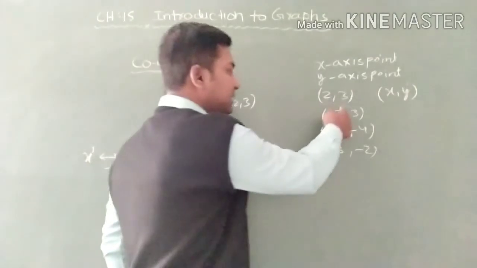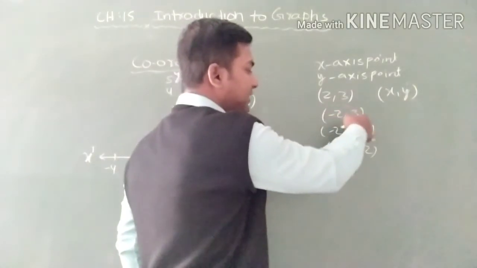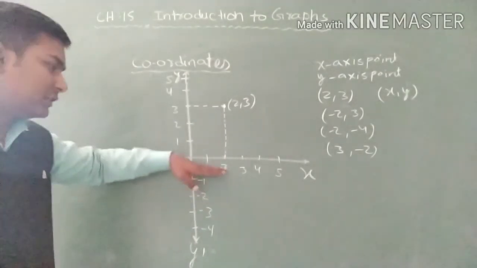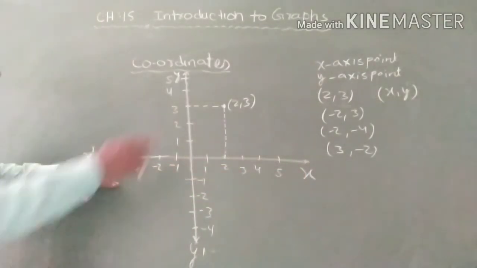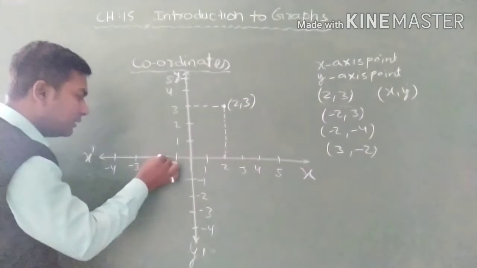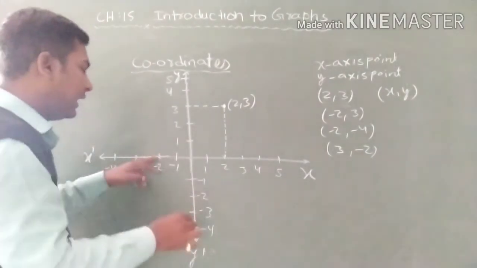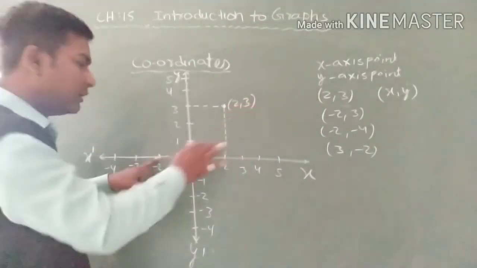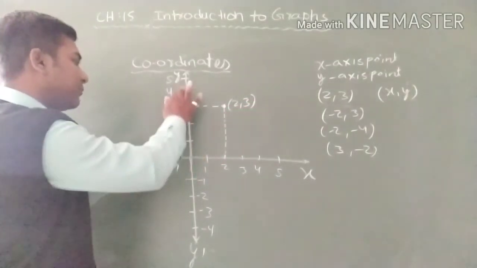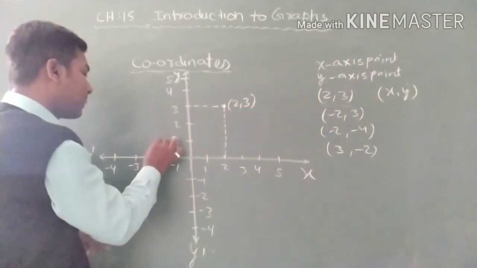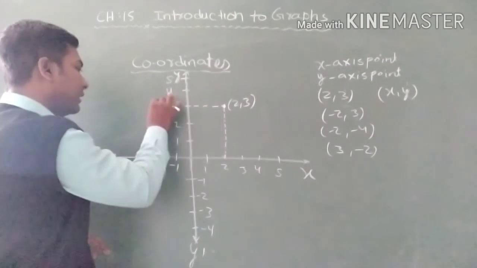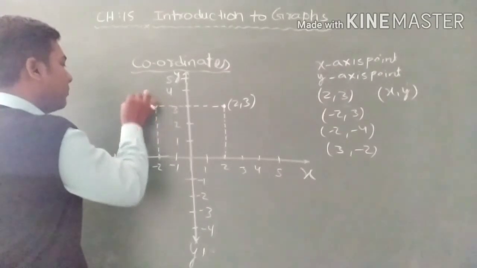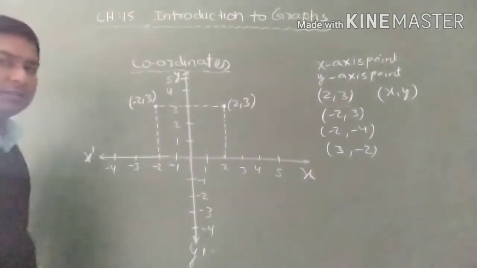Similarly, (-2, 3) is given here. So this is the x-axis point, and this is the y-axis point. So -2 on the x-axis. See here, this is positive x and this is negative x. So -2 is given here. So this will be the negative -2. Okay. And for the next one, 3 is given. So +3 is given on the y-axis. So on the y-axis these are positive. So it goes up to +3. Okay, so this is +3. This point is known as (-2, 3). Is it clear?